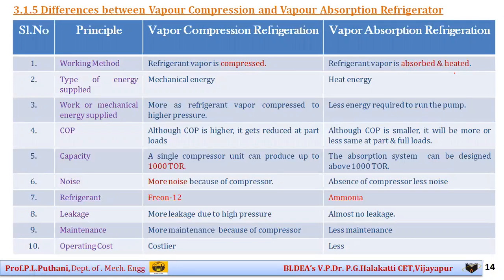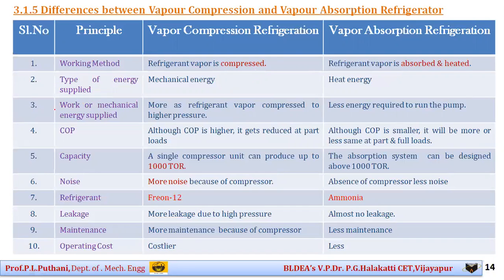Then the type of energy supplied. For the VCR, the energy supplied is mechanical energy, whereas for the VAR, you can use heat energy, and this heat energy is obtained by the combustion of fossil fuels. You can go for solar energy, or you can use any of the heating elements to develop the heat energy.